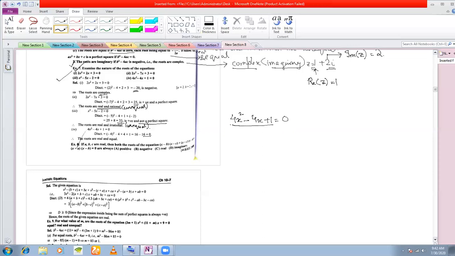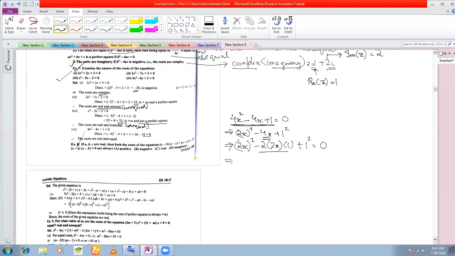Remember, when the roots are equal, the left hand side of the equation can always be expressed as a perfect square. So you write this as 2x whole square minus 4x plus 1 square. So I've got my a square and b square term. Now I have a square minus 2ab, where 4x is my 2ab term, plus 1 square equal to 0.